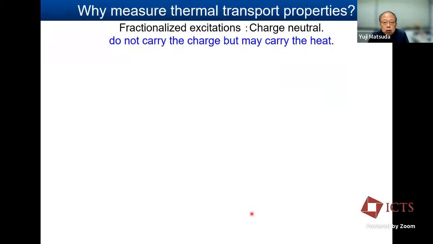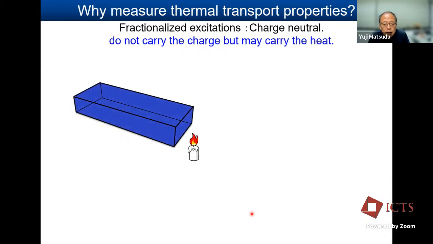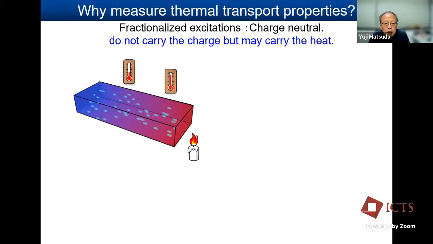So actually, we are studying the fractionalized excitation by thermal transport properties. This is because the fractionalized excitations are charge neutral, so they do not carry the charge, but they may carry the heat. So if we heat up one side of the crystal, the quasi-particle carries the heat, and then the temperature gradient appears in the longitudinal direction. Then we measure the thermal conductivity.